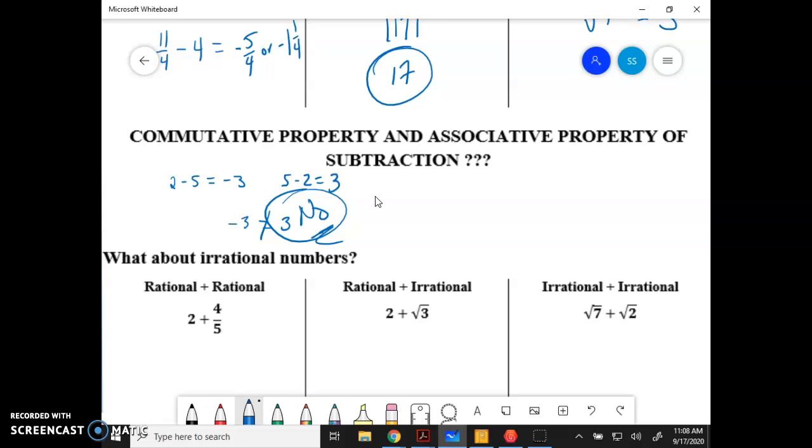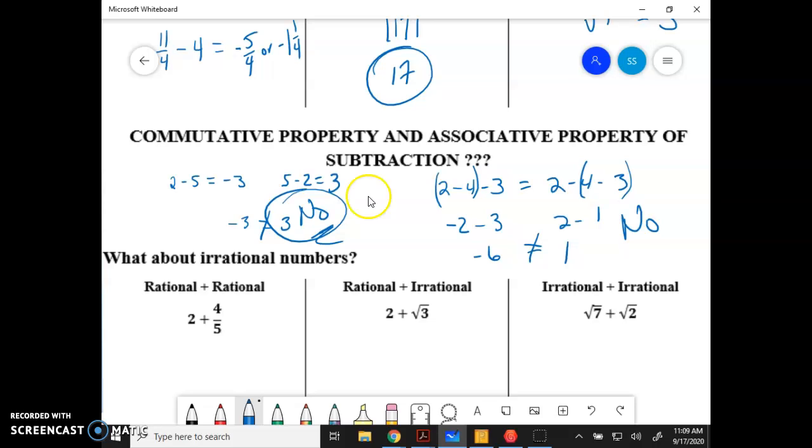Does associative property work? So last time I think we used 2 minus 4 minus 3. And we'll do the same thing. 2 minus 4 minus 3. These two were in parentheses. And then we had these two in parentheses. So let's see what we get. 2 minus 4 would be -2. Minus 3 would be -6. Let's see what we get here. 4 minus 3 is 1. 2 minus 1. No, this is not going to work. -6 does not equal 1. So no, associative property and commutative property do not apply to subtraction, only addition.